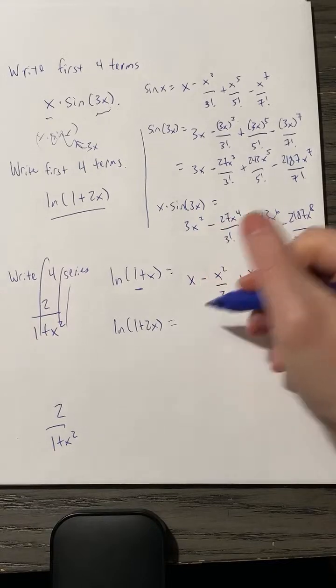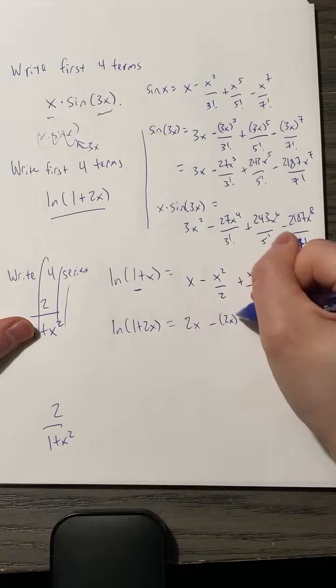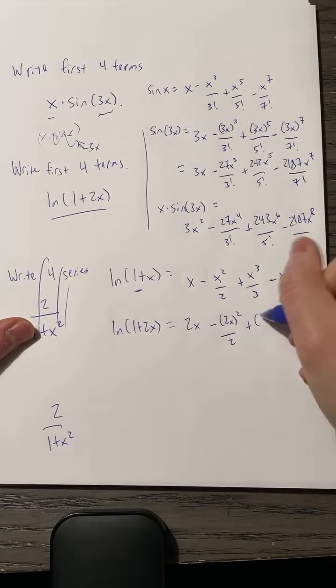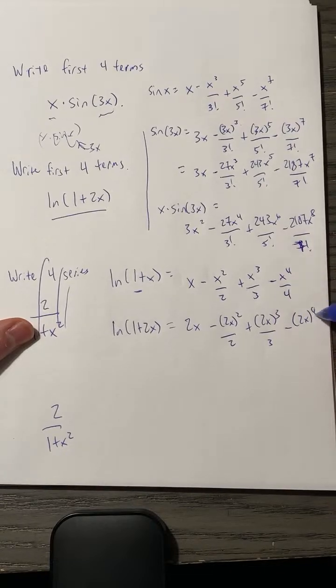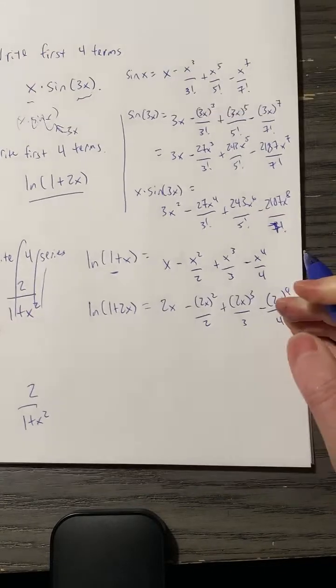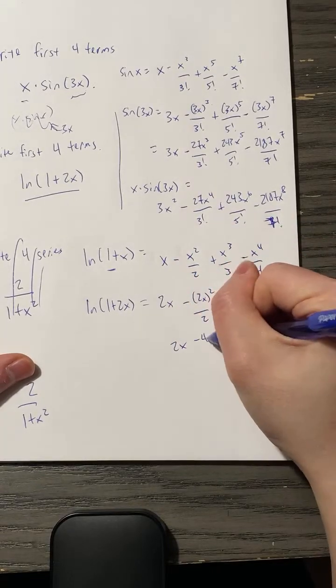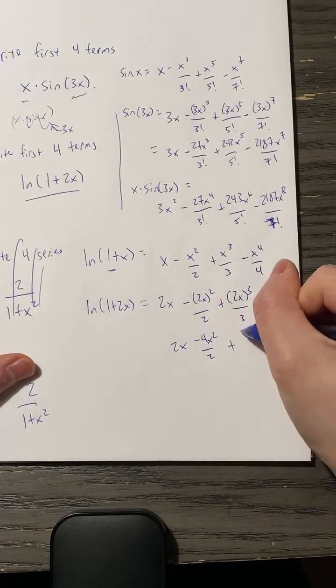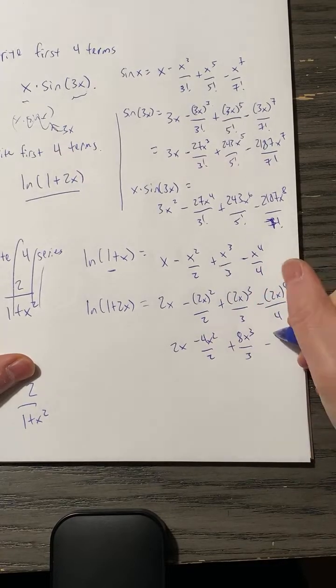And again, when you plug in 2x, it will be affecting the exponents. So it's 2x minus 2x squared over 2 plus 2x cubed over 3. And this one I'm definitely more likely to simplify because this one looks easier. So it's 2x, 4x squared, 8x cubed, and so on.